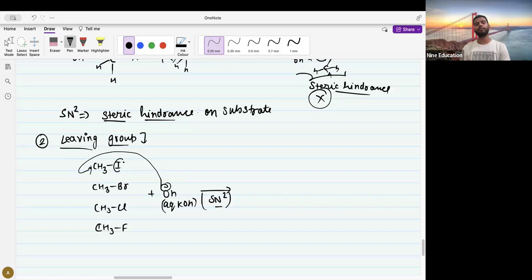Out of fluoro, chloro, bromo and iodo, which one is a good leaving group? You have to tell. Simple. Think about it. So which reaction will be more fast? I have given you 4 reactions with iodomethane, bromomethane, chloromethane and fluoromethane. I put aqueous KOH. In which of these will the leaving group leave fast? Write your answer in the chat box. Will it be fluoro or will it be iodo? Which one will be the first leaving group?